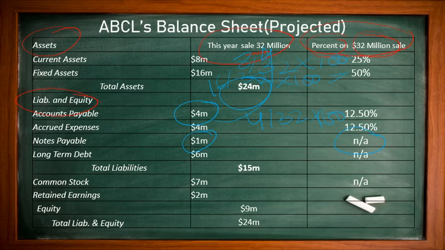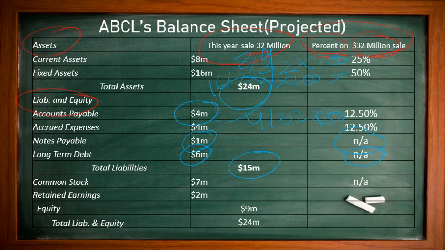Same as long-term debt, mentioned here as 6 million, and it is also marked NA, meaning not applicable. So again, we will not show any change in the projected balance sheet. When we calculate, we get 15 million as total liability.